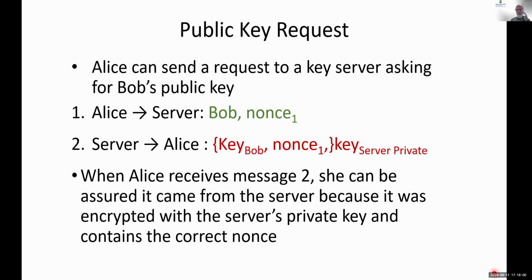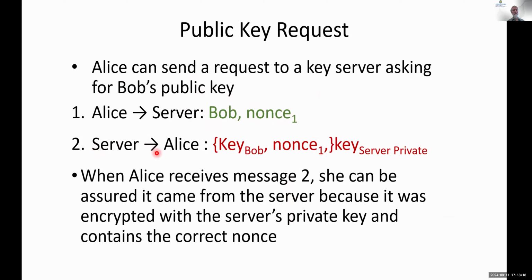All right, so think about the key servers. We get a key, and you can do it securely. Alice is going to send a message to the server telling it, I want Bob's key, and here's a random number, nonce number 1. Nonce, I think it's nonce.